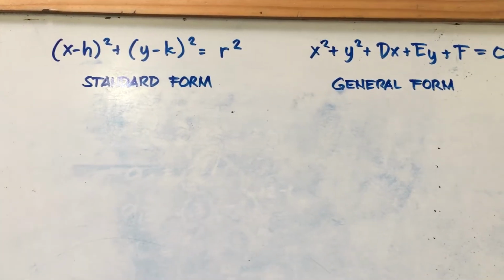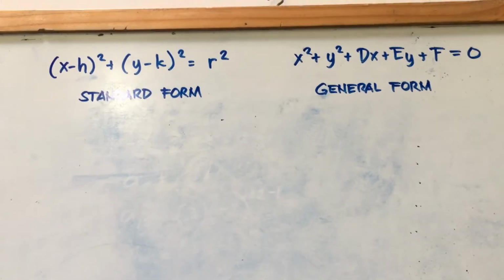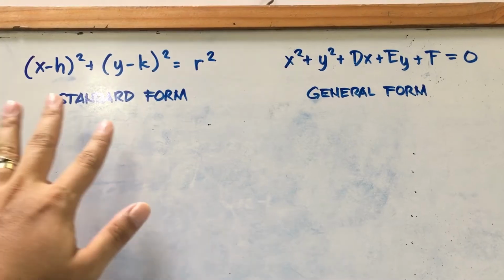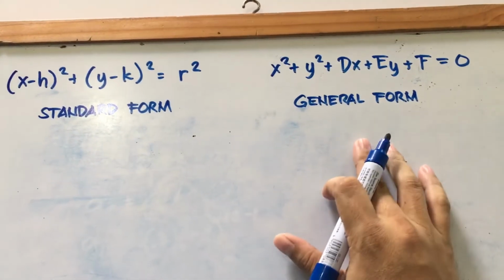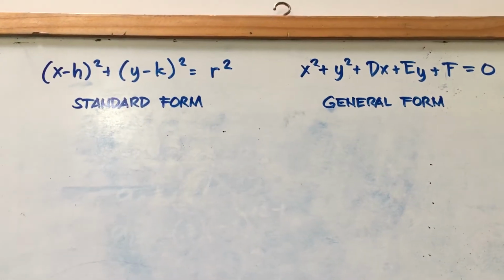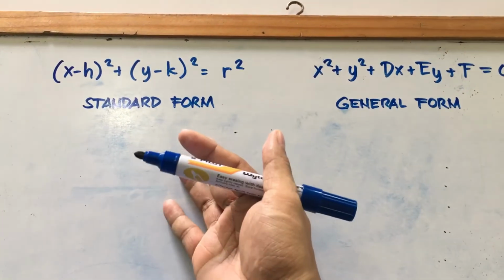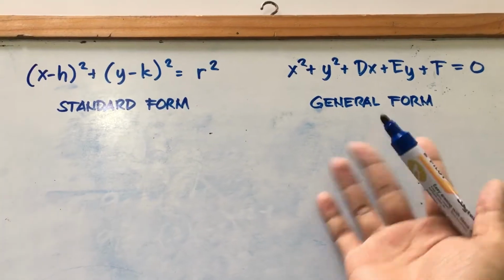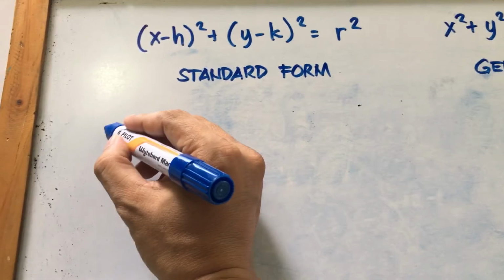This lesson is all about circles. Now we have two different forms of circles. This one is what you call the standard form of a circle. This one is the general form of a circle. I will give a certain equation, and we simply determine the standard form of that equation as well as the general form of that circle. So I have here an example.